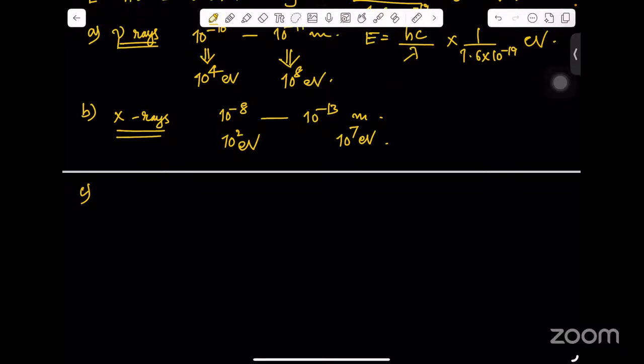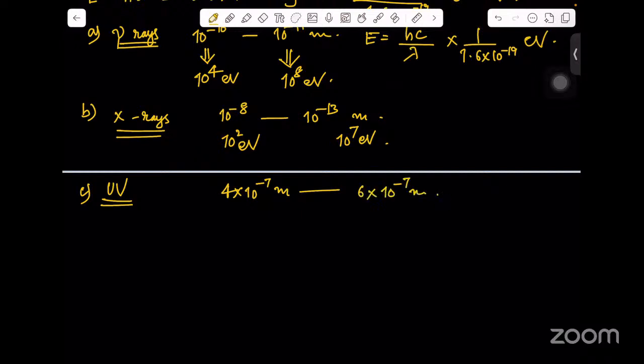Then for your UV radiation or your UV rays, the wavelength ranges from 4 into 10 raised power minus 7 meters till 6 into 10 raised power minus 7 meters, and hence the corresponding energy bands are 10 raised power 3 electron volts to 10 raised power 10 electron volts. Okay, so these are your UV radiation.